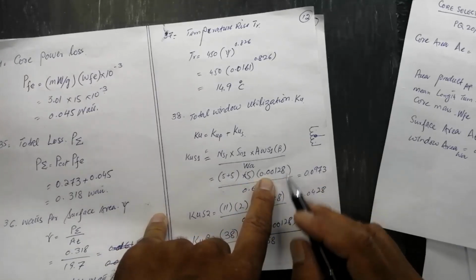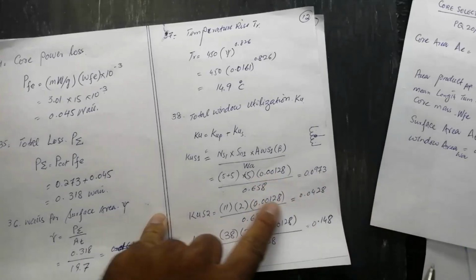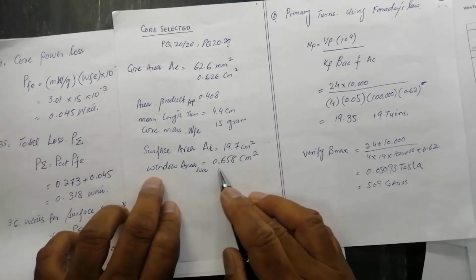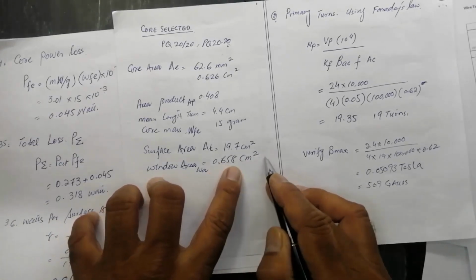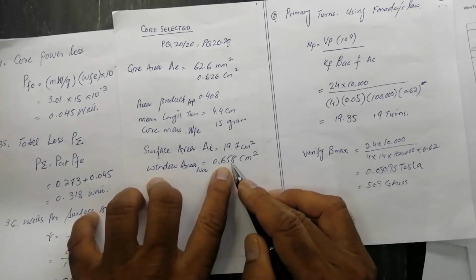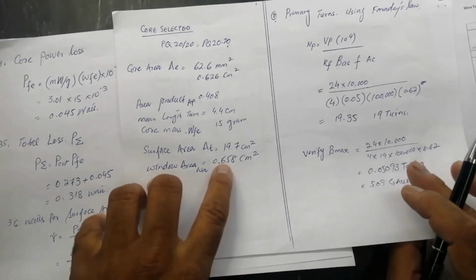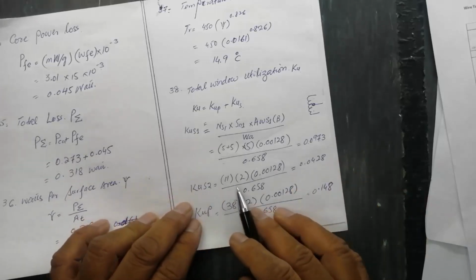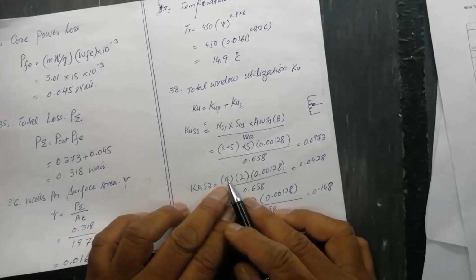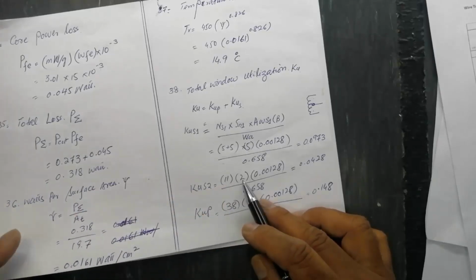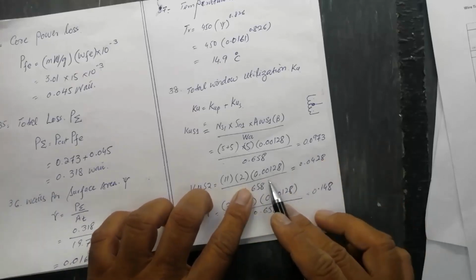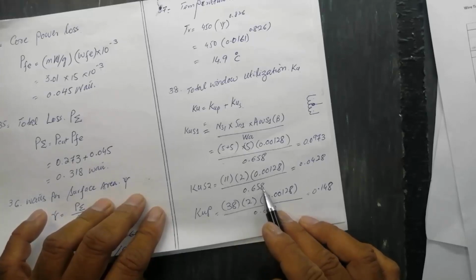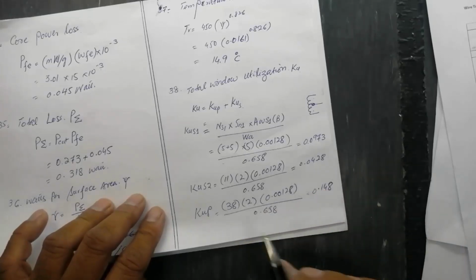AWS1 wire bare area, that is 0.00128, and it will be divided by window area, it is 0.658 centimeter square, it is in the core data sheet, 0.0973. For secondary number 2 we have just a single winding, we will use 11 turns, 2 strands, 2 wires in parallel, bifilar winding, wire bare area divided by window area, it is 0.0428.